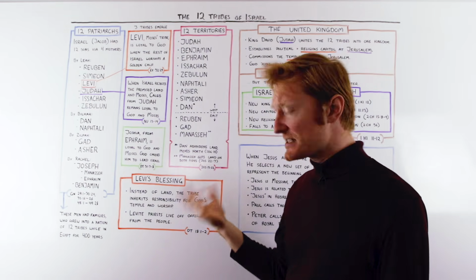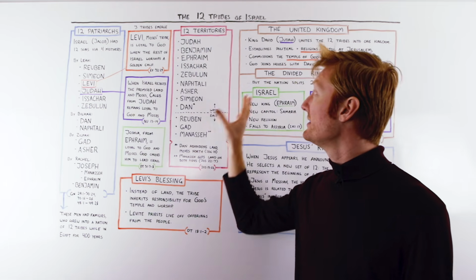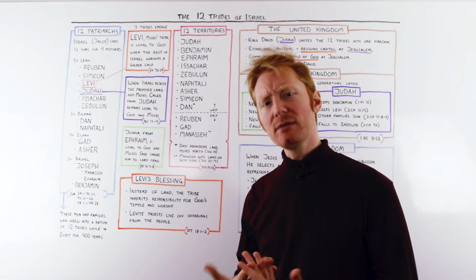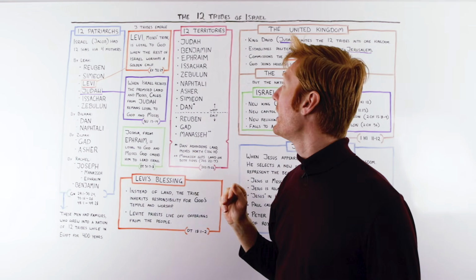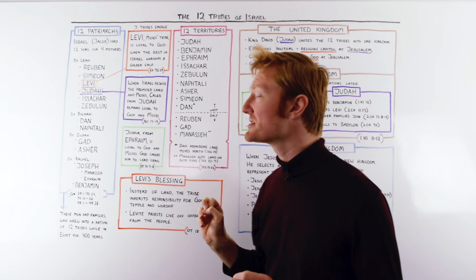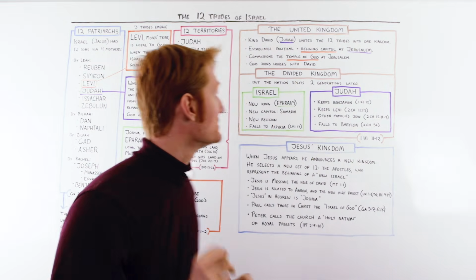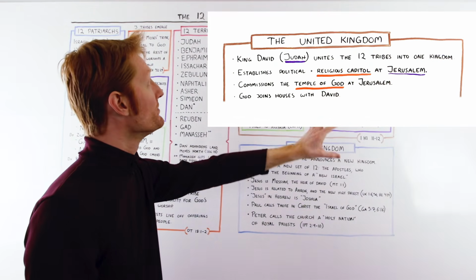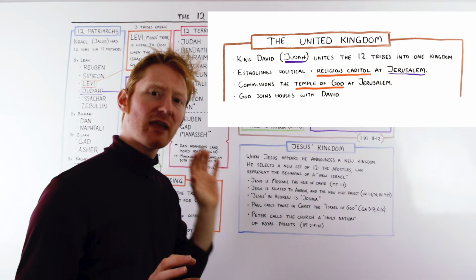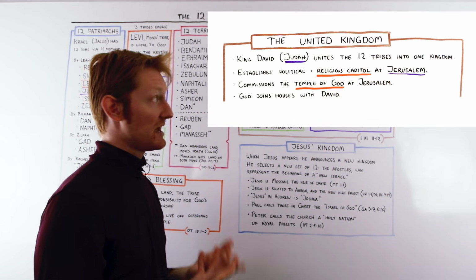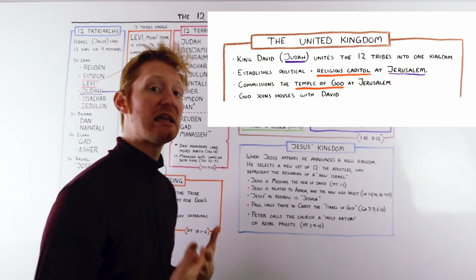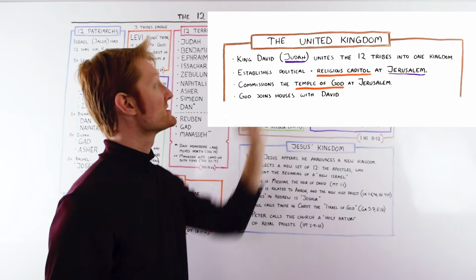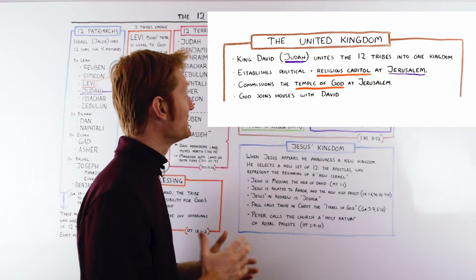Now, when we fast forward a bit in the Old Testament, we start seeing these 12 tribes forming a nation, a united monarchy. We see a little bit of that under the Benjaminite Saul, but things really start coming together under the famous King David. So King David, who's from the tribe of Judah, unites the 12 tribes into one kingdom, and he establishes the political and religious capital in the town of Jerusalem. Jerusalem is a city in the territory of Judah. He commissions the Temple of God at Jerusalem, so that's the main headquarters for the tribe of Levi as well.